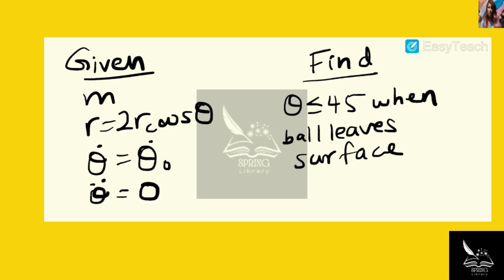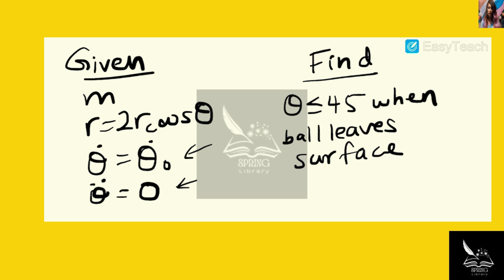Hi everyone, so what we have here is a ball of mass m that is moving along a circular path that's given by r is equal to 2 r_c cos theta. We know the arm has a constant angular velocity theta dot equal to theta dot naught, and since we know it's constant, we also know that theta double dot is equal to 0.